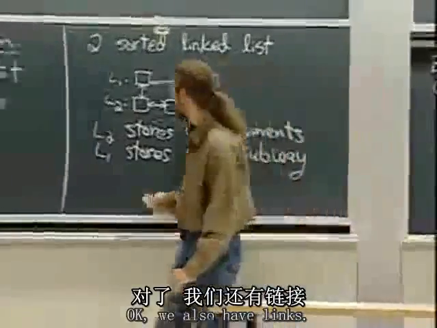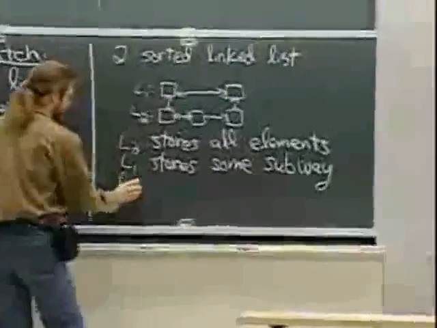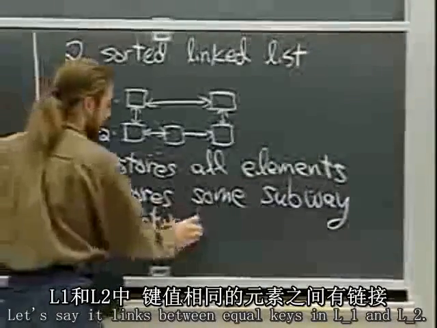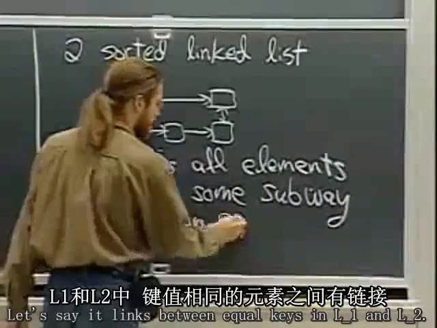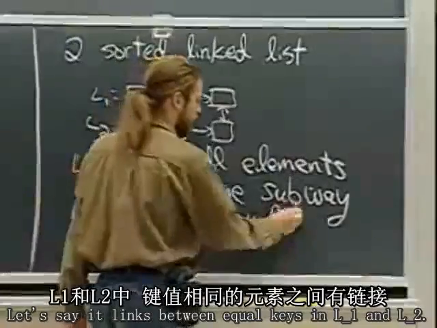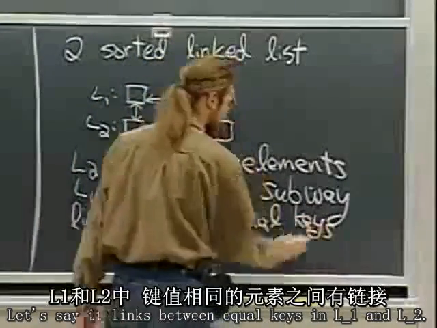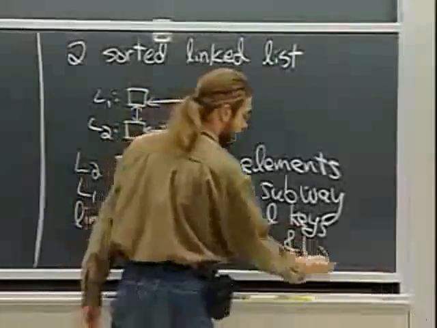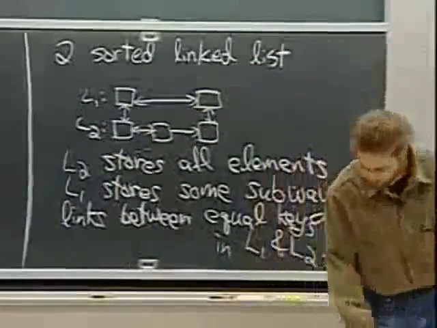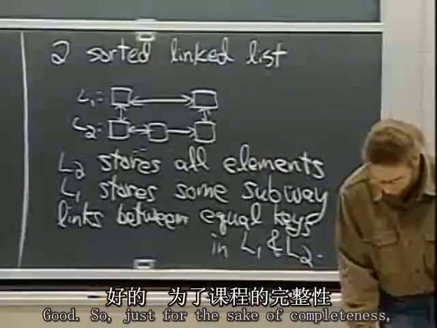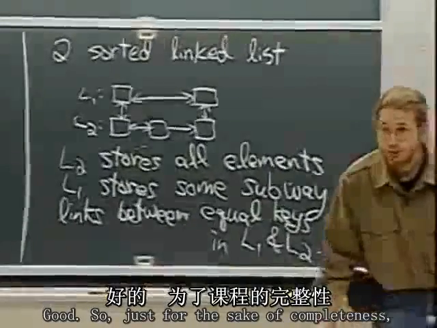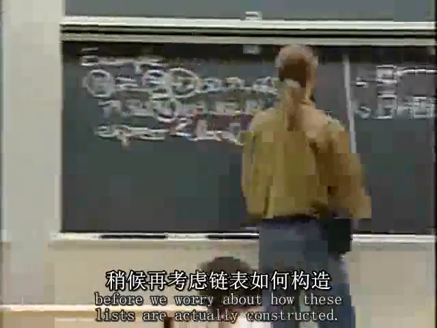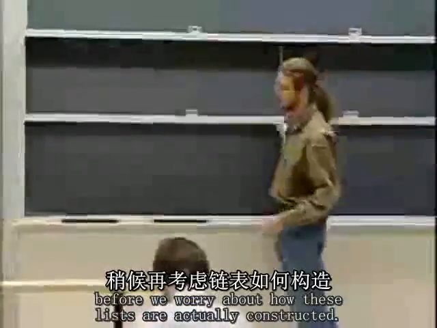We also have links, let's say links between equal keys in L1 and L2. Good. So just for the sake of completeness, and because we'll need this later, let's talk about searches before we worry about how these lists are actually constructed.